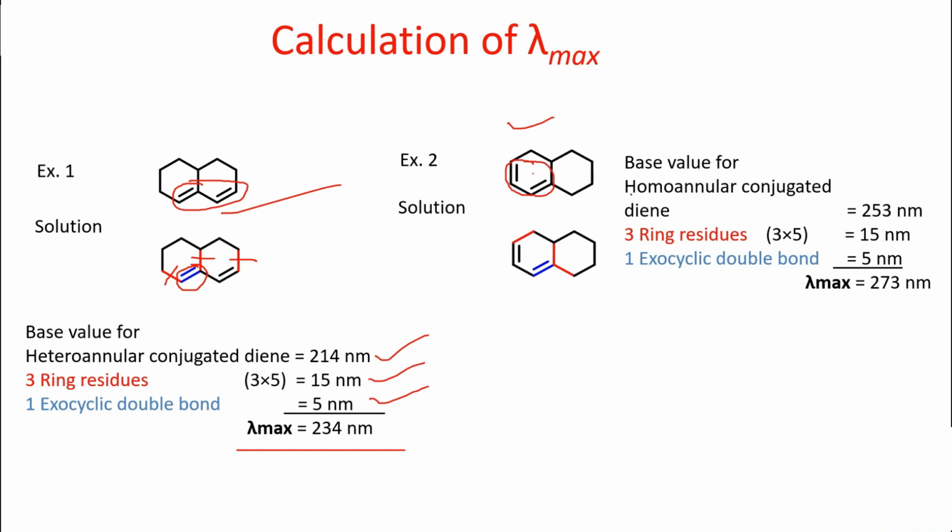In the second example, both double bonds are present in one ring. So this is a homoannular conjugated diene. So the base value is 253 nanometer. Here also 3 ring residues are present. So we have to add 3 multiplied by 5, 15 nanometer, and one exocyclic double bond. So we have to add 5 nanometer. Overall lambda max is 275 nanometer.